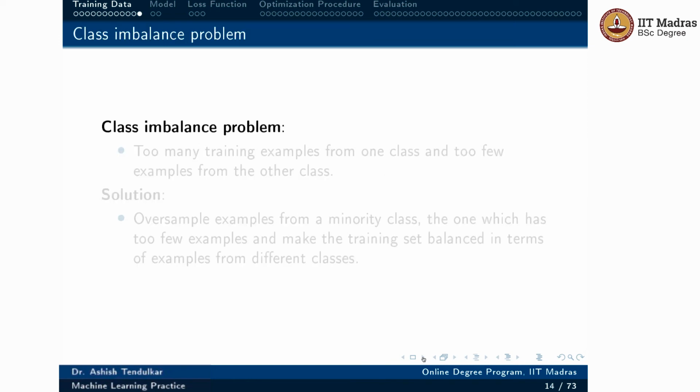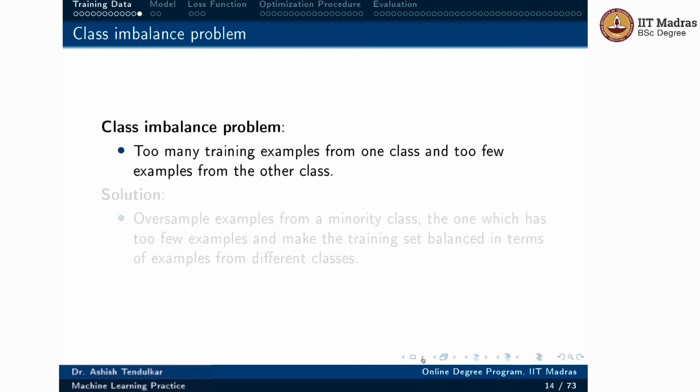Finally, there is a class imbalance problem, which is commonplace in real world scenarios. So what happens in class imbalance is there are too many training examples from one class and too few examples from the other class. And I'm actually giving you an example from a supervised learning setting and specifically from classification setting. We have a situation where because of abundance of the data we might have too many examples from one class and very few examples from the other class.